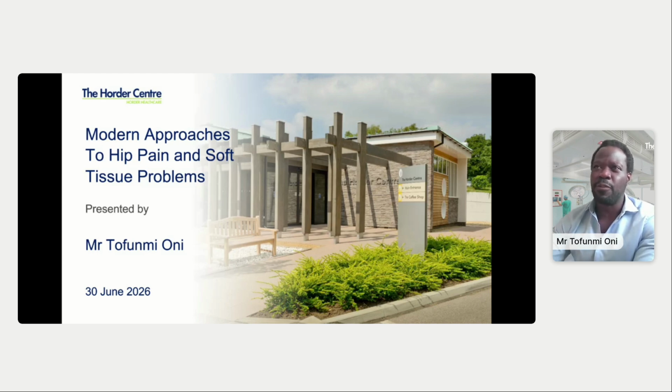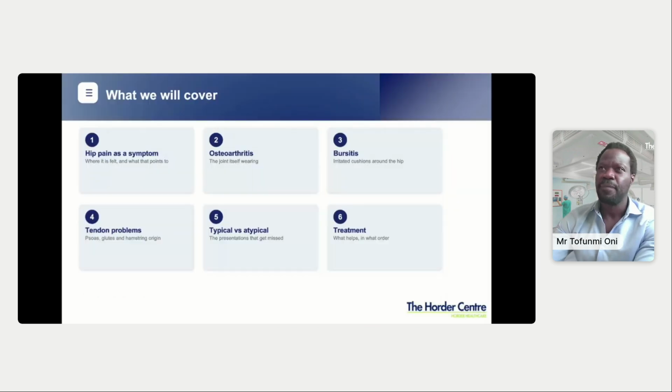We've titled it "Modern approaches to hip pain and soft tissue problems." That's an ode to the fact that the hip joint itself is a bony construct, but it's surrounded by soft tissue elements, so tendons, ligaments, and muscles, which make the hip function.